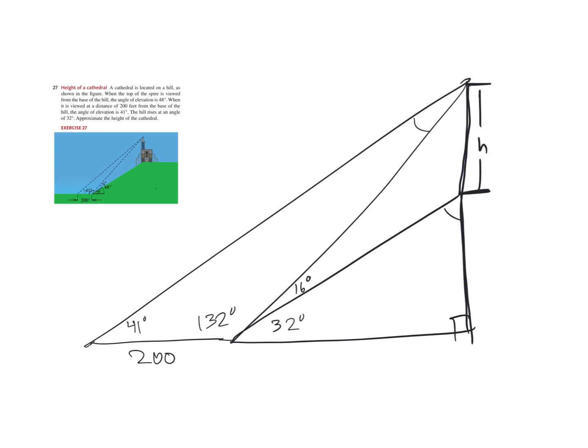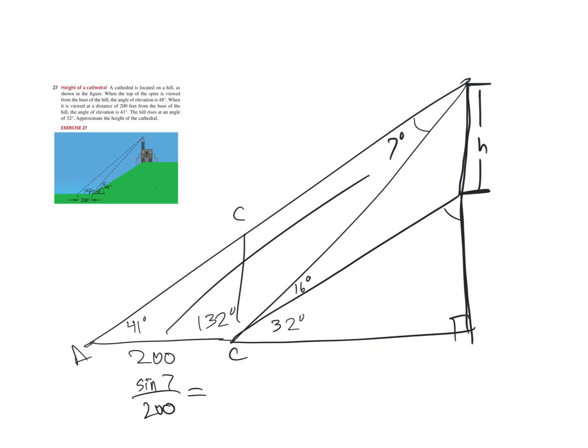So 180 minus 32 minus 41 is, let's see, 180 minus 132 minus 41. There we go, 7 degrees. So here we can figure out a few things. Sine of 7 is to 200, and we'll call this little c, A, C, B. Sine of 132 is to c. So let's figure that out: 200 times the sine of 132 divided by the sine of 7.